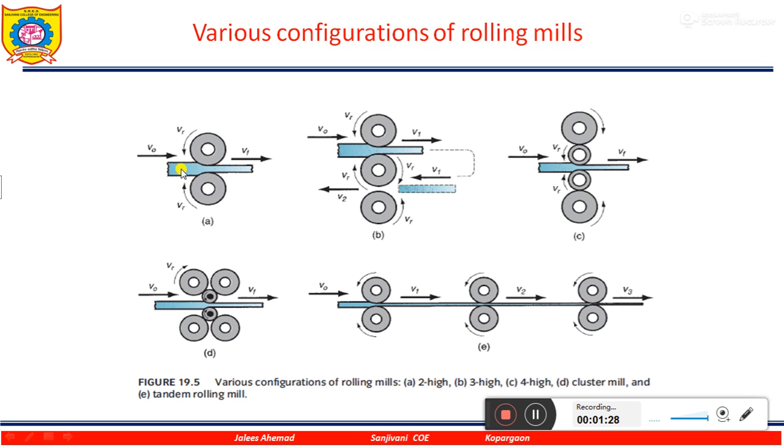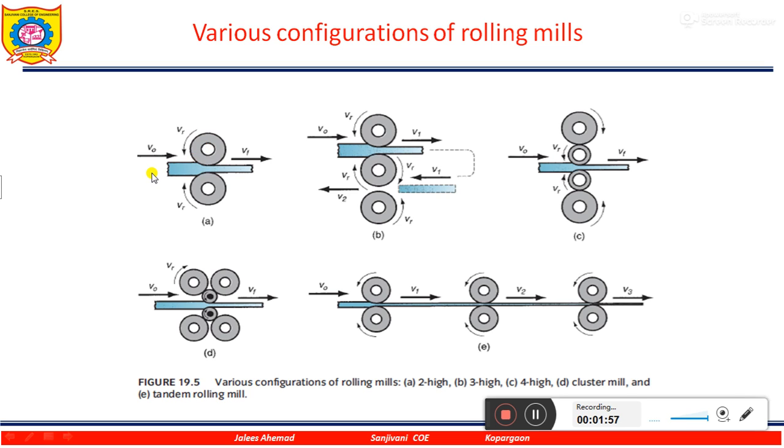The raw material is inserted from this direction. This is the initial cross section, this is the final cross section. In order to reduce the overall thickness of the component, we insert the raw material here, and because of the rollers it is compressed and the overall thickness is reduced. Initial velocity, final velocity. These two rollers move in opposite directions to each other.